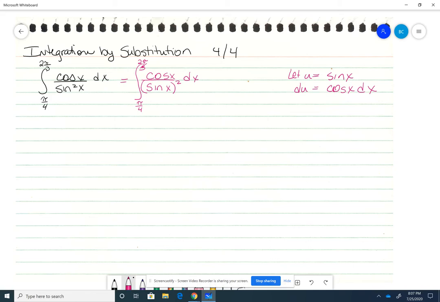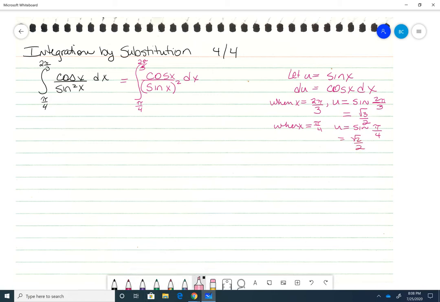Okay, so since u is sine x, when x is 2 pi over 3, then u is sine of 2 pi over 3, which is square root of 3 over 2. And when x is pi over 4, u is sine of pi over 4, which is square root of 2 over 2. So those are my two new limits of integration.